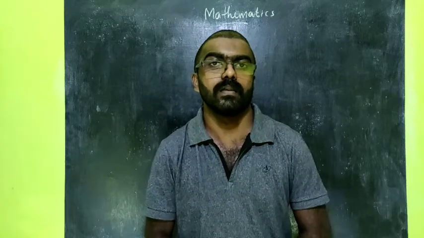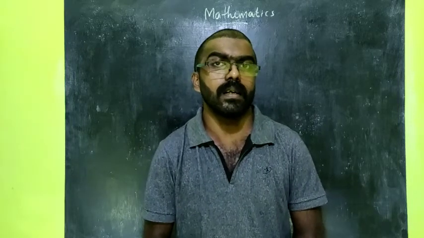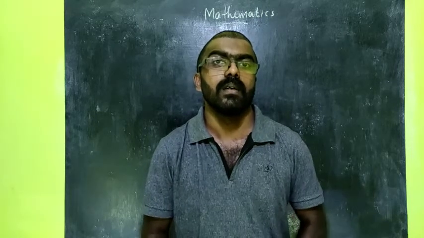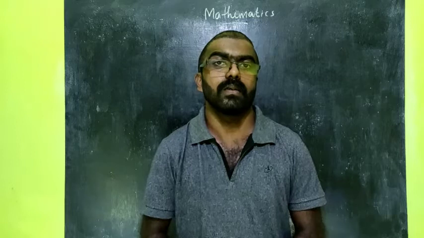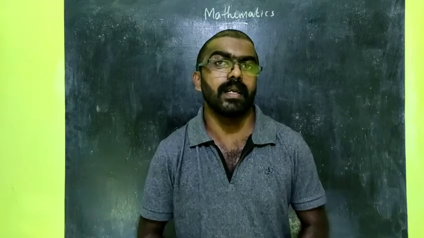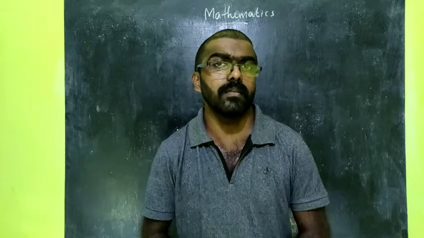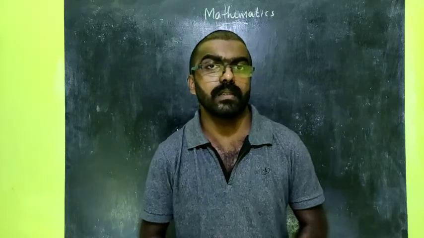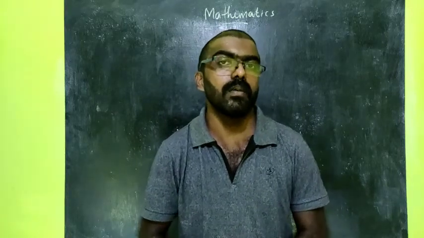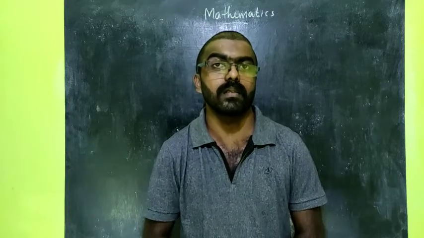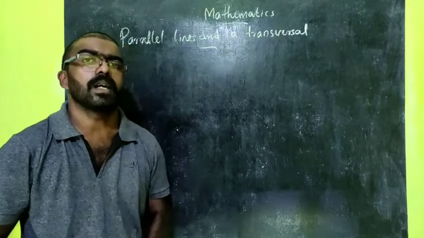Last class we started the chapter Lines and Angles, and we discussed exercise 6.1. Today we are going to discuss the new topic, parallel lines and transversal. Here we have some theorems, axioms, and important definitions. After discussing this, we will move on to exercise 6.2. Okay, let's start. Parallel lines and transversal.